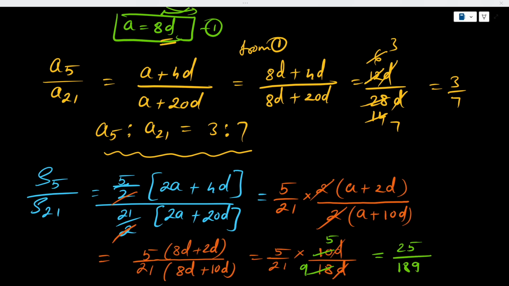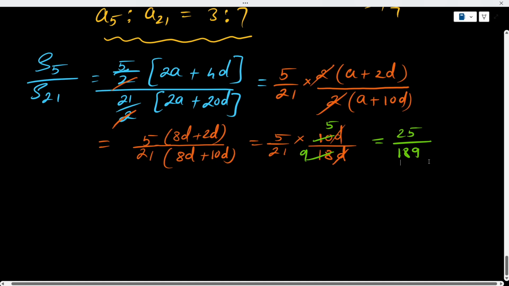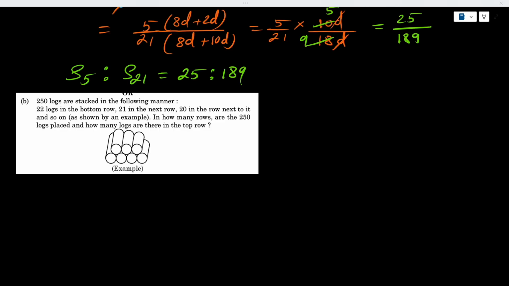This is going to be your ratio. So therefore, what is the ratio between the sum of these two? S5 is to, given these two, S5 and S21 will be 25 is to 189. So this is your order of AP.